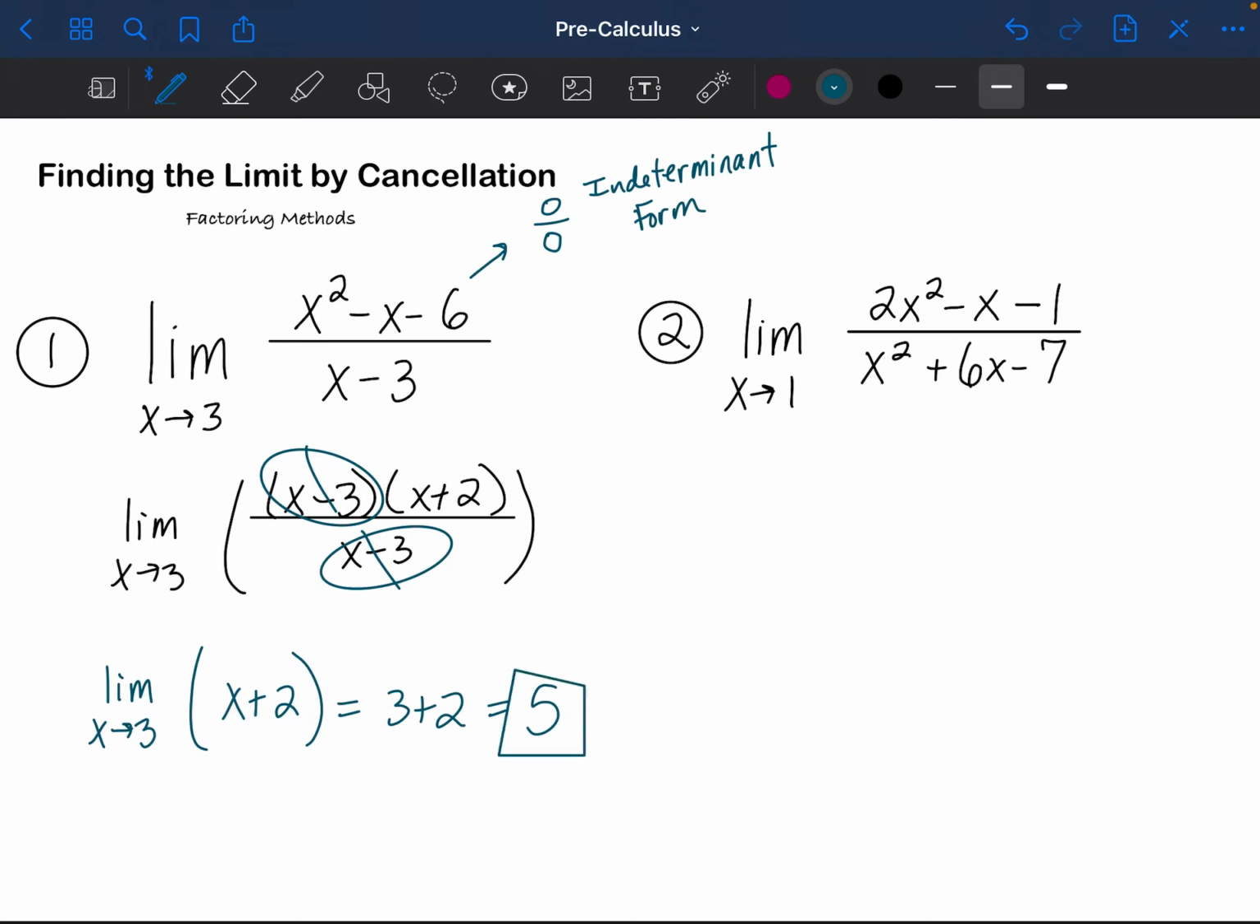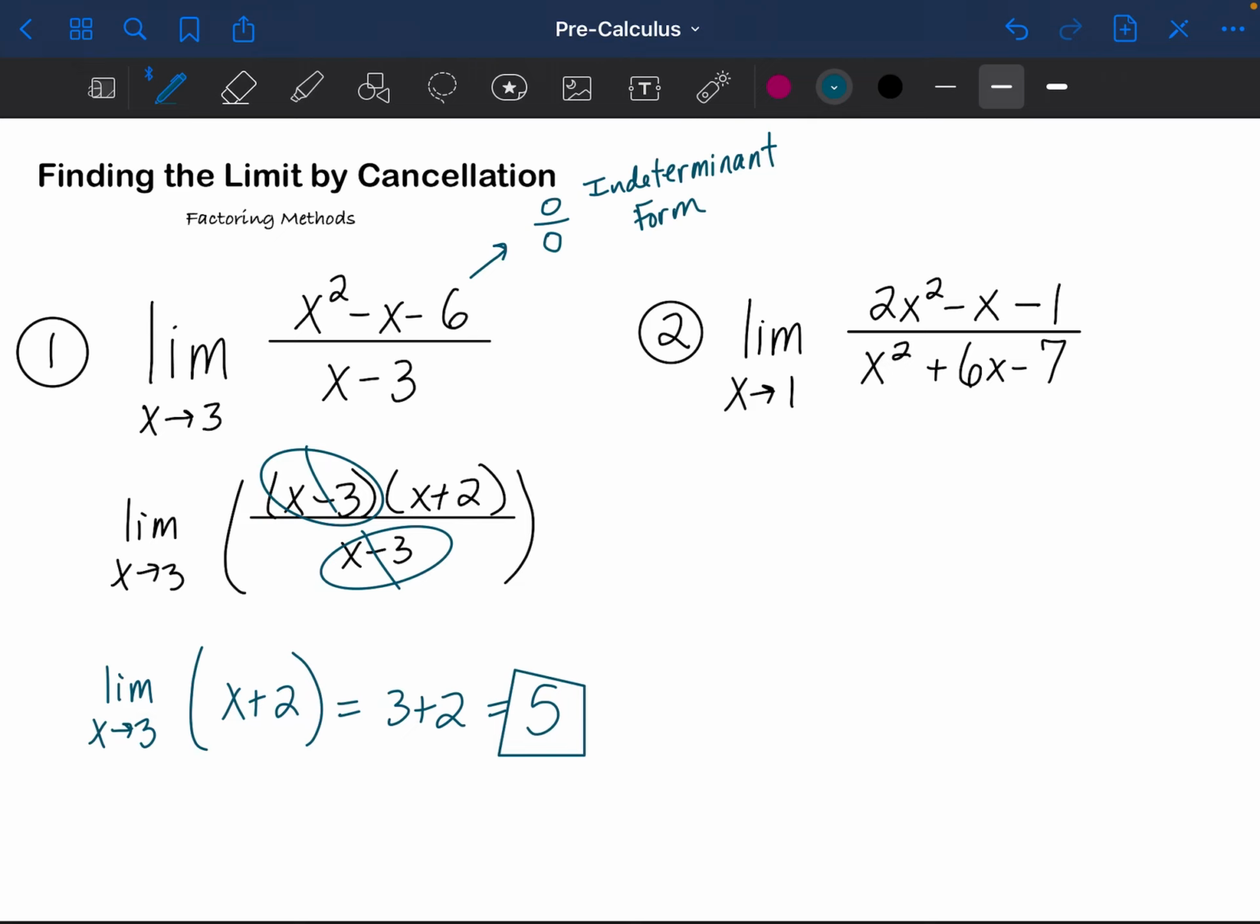Right? We have a removable discontinuity, so when we remove it, we can still see where the function's approaching. We won't ever hit that spot, 3, 5, but that's where it's approaching. That's where it's getting really close to. So let's take a look at this next one. We have to factor this one as well.